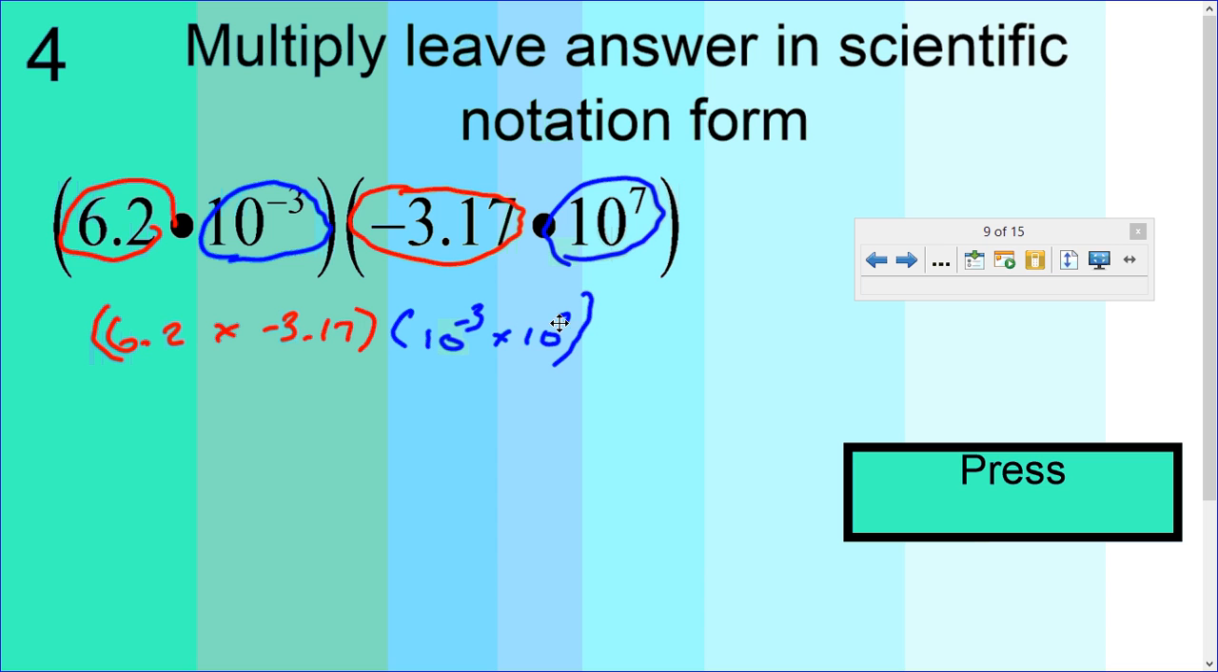So subtract those numbers, and hopefully you'll get 10 to the 4th power, which is positive, because we took the sign of the 7 because it's bigger than the 3. So we subtracted. 7 minus 3 is 4, and choose the sign of the 7, which is positive.